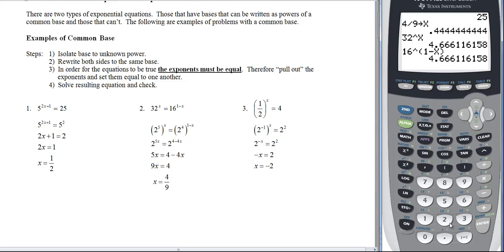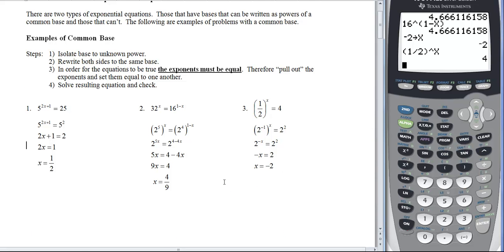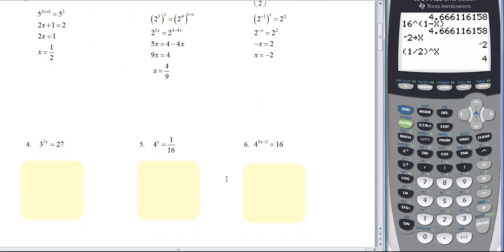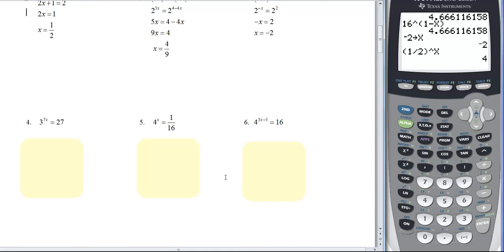So let me store negative 2 in. Parentheses 1 divided by 2. Raise it to the x power, and let's see if I end up with 4. So that one checks. So I've got a few more, so you might pause me and try these on your own.